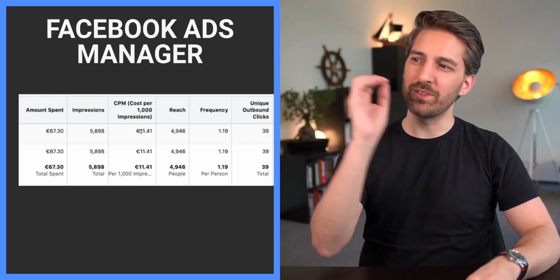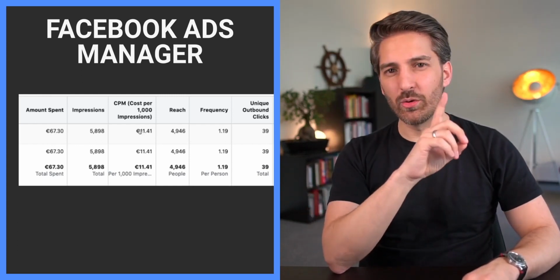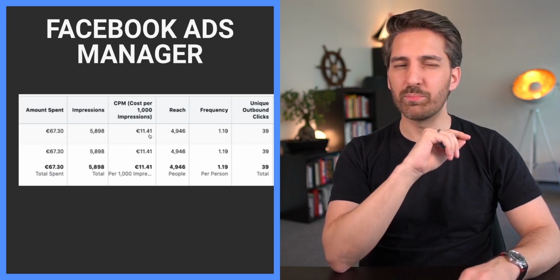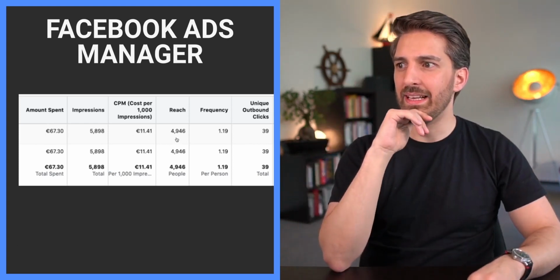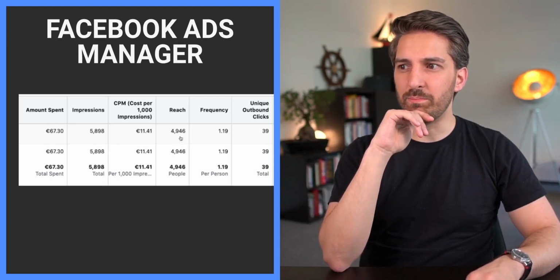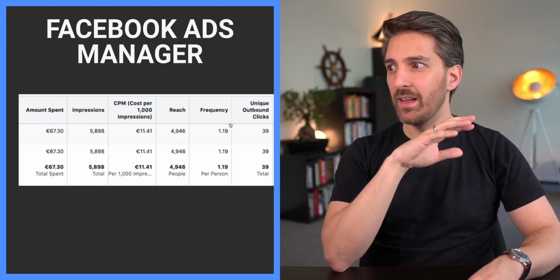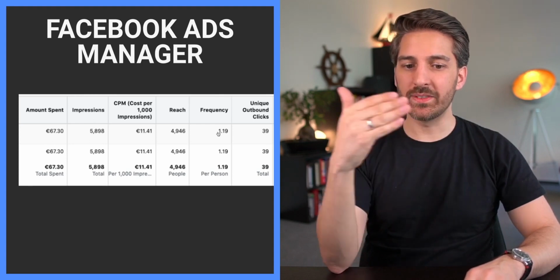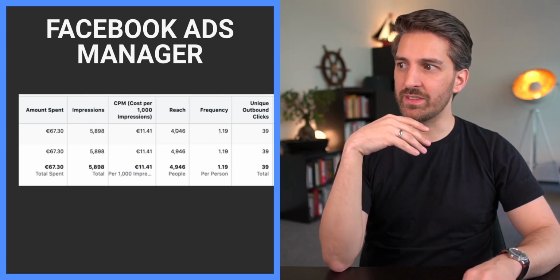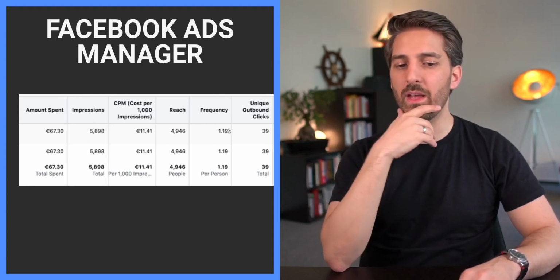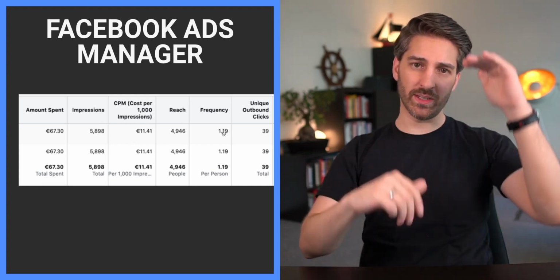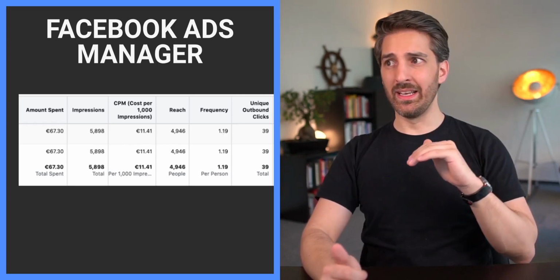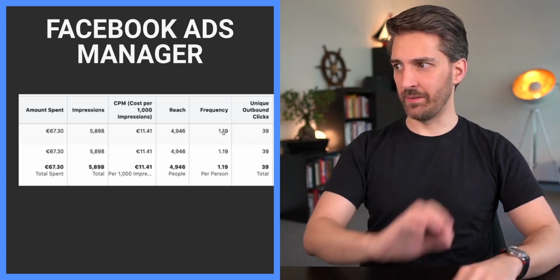So the first thing I would say, 11 euros during the Corona time is pretty expensive. So I would probably broaden the audience a little bit. Then I see that I reached 5,000 people. That is fine. The frequency tells me how often did they see it. So impressions divided by reach is frequency. It's still 1.19. That is very low. I try to keep my frequency below 2. In my prospecting campaigns, totally fine.